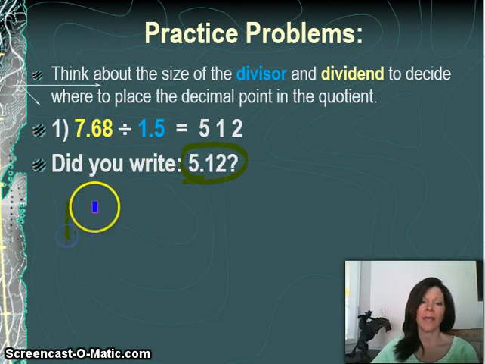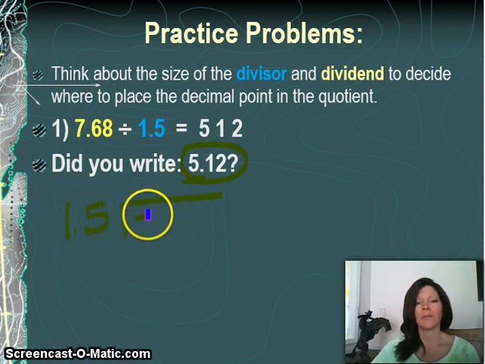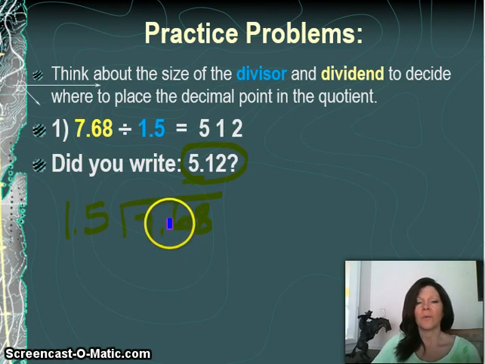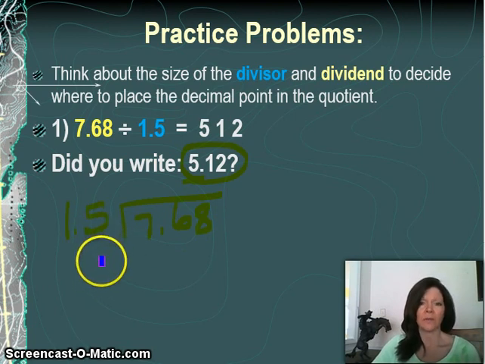Your divisor would have gone on the outside of your division problem, and 7 6/8 on the inside of your dividing house. We're trying to decide where to put the decimal point. Estimating these, what do you know about these two numbers? What number sense do you have? Well, you could estimate this to a 2, possibly, and you could estimate this to 8. If you think about that, 2 goes into 8 about 4 times.